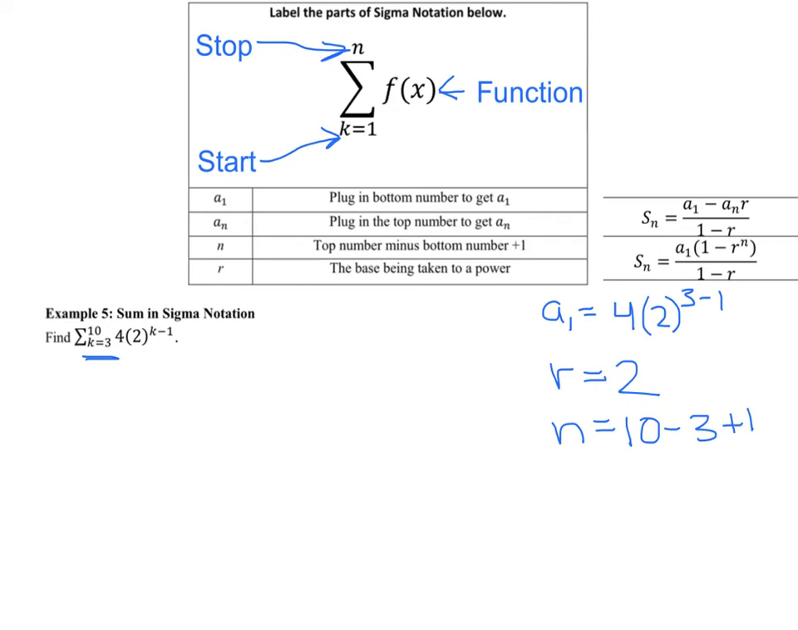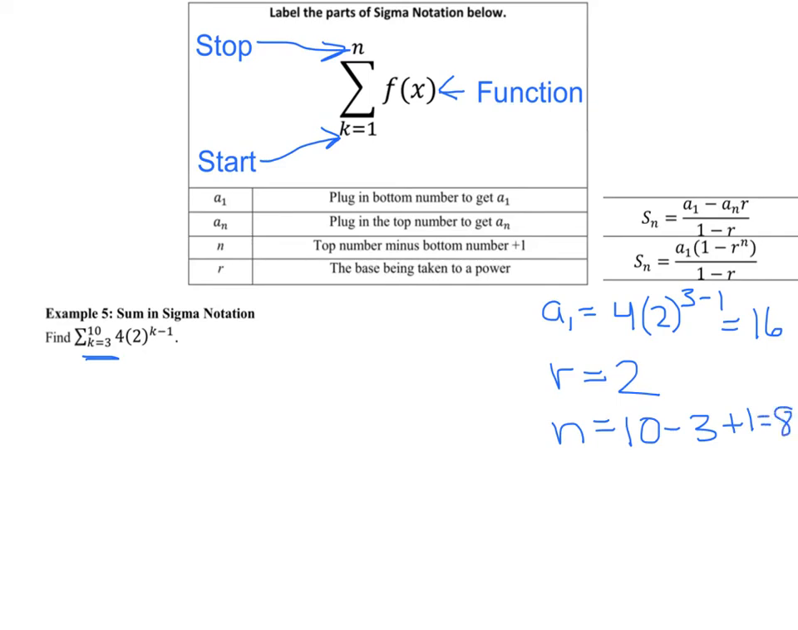So we need to go ahead and evaluate a sub 1. So 3 minus 1 is 2, and 2 squared is going to give us 4. 4 times 4 will give us 16. So a sub 1 is 16. 10 minus 3 is going to give us 7, and then 7 plus 1 is going to give us 8 for our value of n.